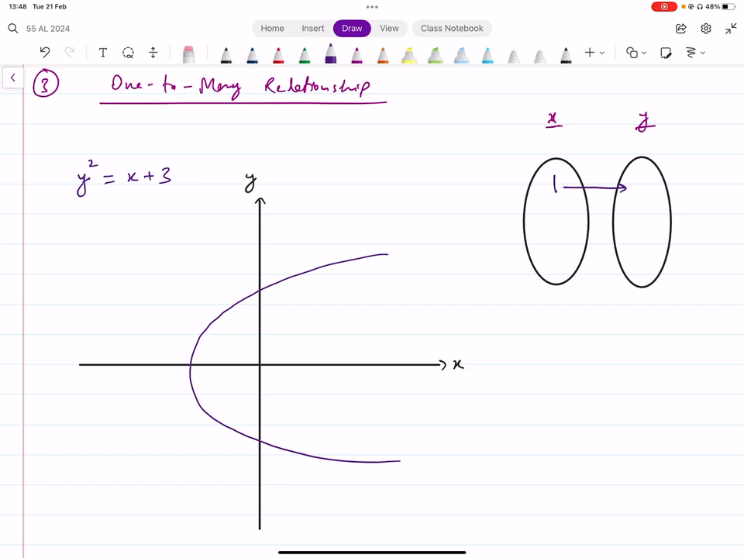If we input 1, it becomes 1 plus 3, that's 4. Take the square root of 4, but you have to put plus minus there. You get plus 2 or minus 2. You're getting two values of y from x equal to 1.